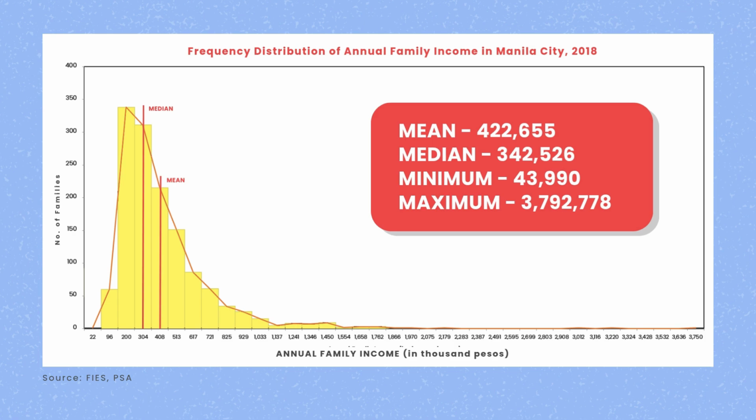In actual application, statisticians and researchers, when looking at income distribution, are actually focusing more on the median rather than the mean. The same thing with the PSA. In PSA, they don't usually use the mean since outliers would skew its value. Instead, when looking at income distribution, they would use the median.